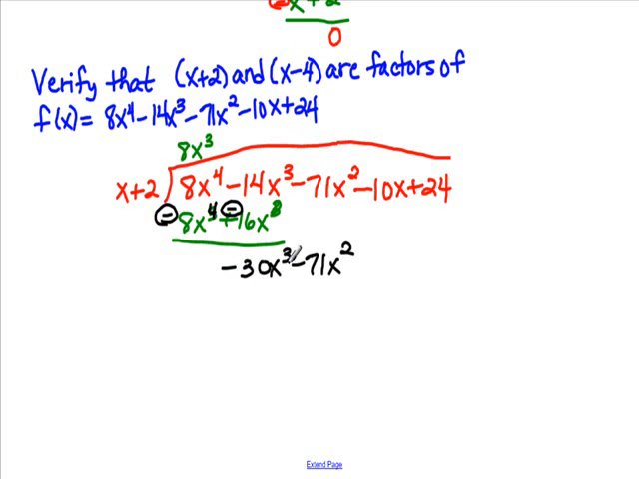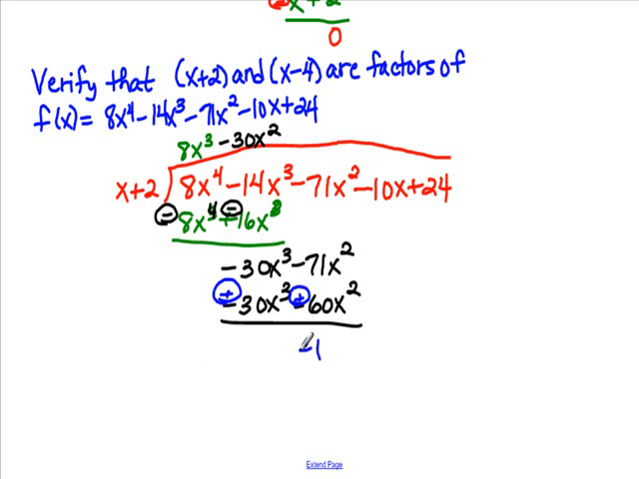So x goes into negative 30x cubed, a negative 30x squared times. Negative 30x squared times x is negative 30x cubed. Negative 30x squared times 2 is a negative 60x squared. So now we subtract, which will change the signs. So the 30x cubes are eliminated. A negative 71x squared plus 60x squared is negative 11x squared, and we bring down the minus 10x. So now divide x into negative 11x squared, which is a negative 11x.